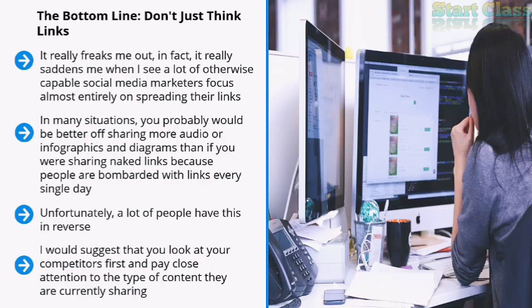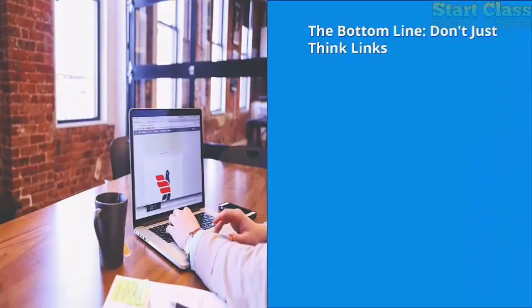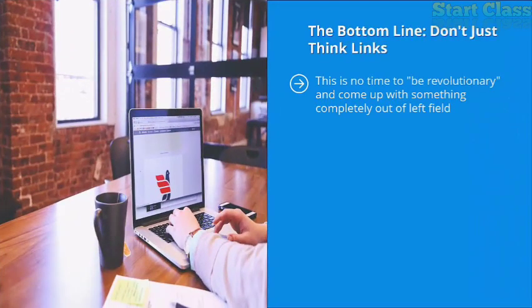What kind of format do they use? Are they sharing mostly picture quotes? Are they focused primarily on video? Do they have a special fondness for diagrams? This is not random. This is actually telling you all you need to know about how to appeal to your target audience members. This is no time to be revolutionary and come up with something new completely out of left field. That's not going to work.